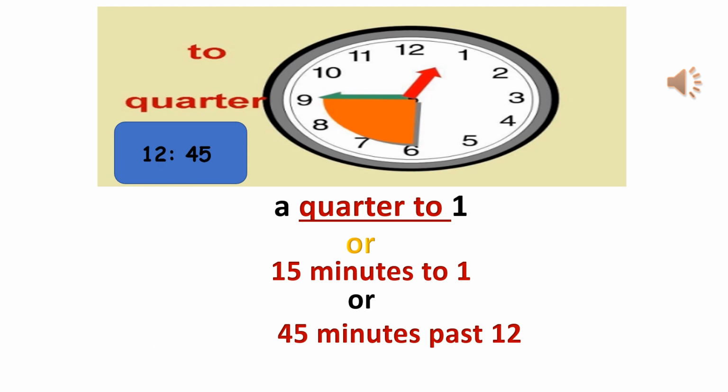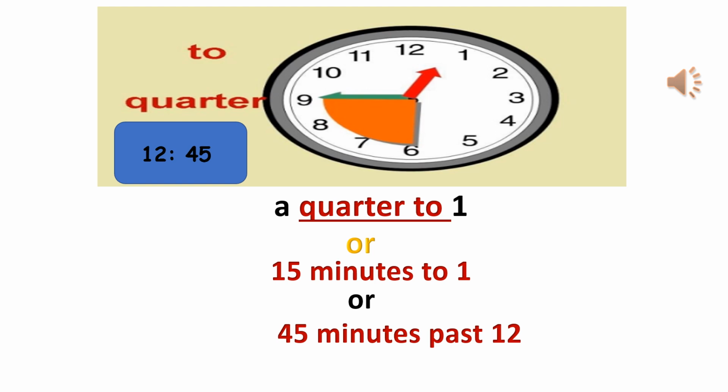Let's go to the next example. Now, in this clock you can see that the big hand is on number 9, which is green in color, and the short hand is on number 1, which is red in color. Let's see the shaded part in this clock. It starts from number 6 to number 9.